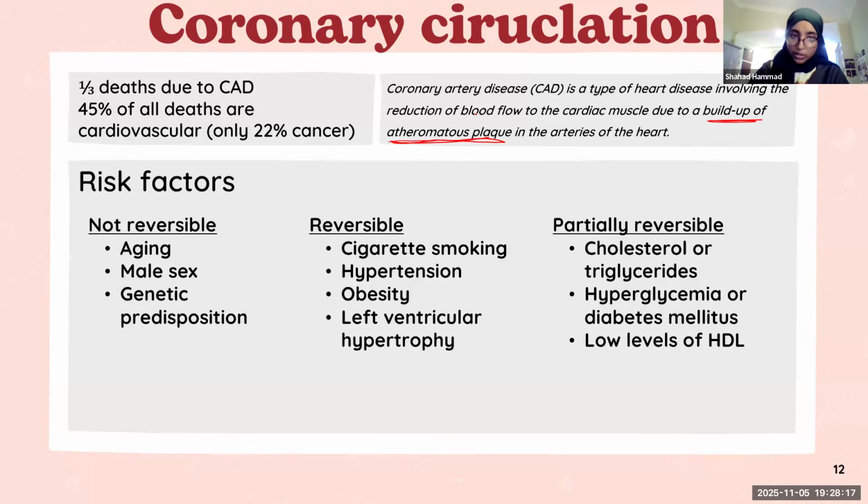Now, the important part here are the risk factors. We have 3 different categories of risk factors here. We have not reversible, or the non-modifiable risk factors, reversible, and partially reversible. When we talk about not reversible risk factors, we have things that the patient cannot change about themselves, yet these factors are actively pushing them closer to the disease. One of these is aging, so old age.